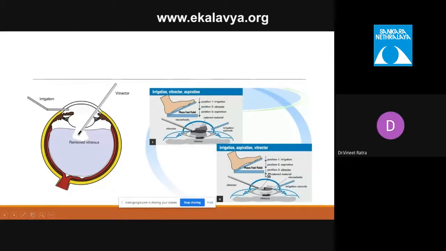That's a fantastic slide which you have. That's a very important slide where you're showing the vitrector going through the PCR. So what you need here is a high cutting rate, low aspiration rate.